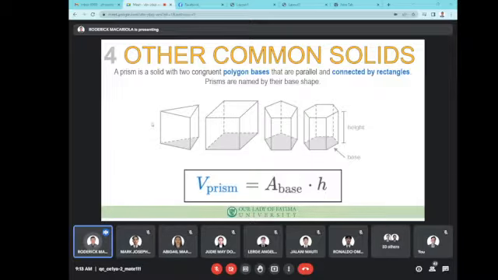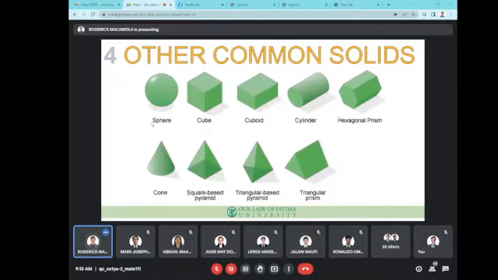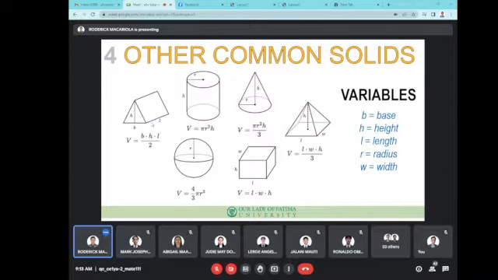Ganun lang kadali yung volume formula for prism solids. Ito yung mga example ng ibang mga solids. We have hexagonal prisms, we have pyramids, triangular prisms, and others. We have here the formula, buti na lang nandyan yung formula ng sphere. So we have the formula for a triangular prism. One half of base times height, yan yung area ng cross-section natin multiplied by the length. So yan yung volume ng triangular prism.